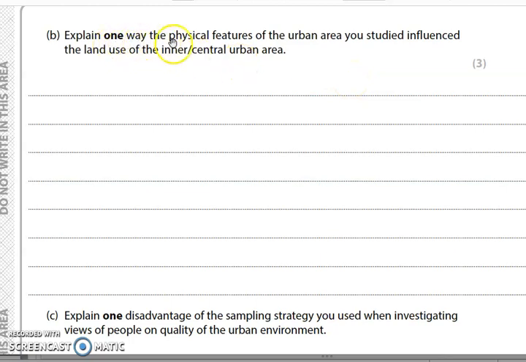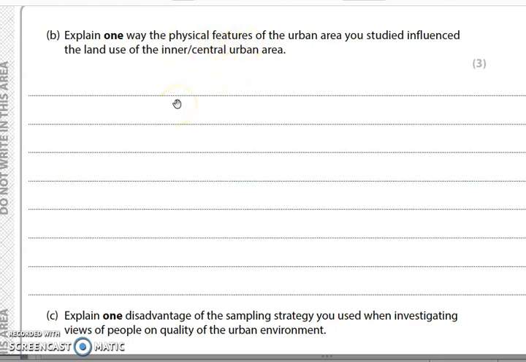Give just one way that physical features influenced it. So think about the physical features. These are the natural features. These could be things like slopes. They could be things like rivers. Could be woodlands and things, but probably less in an inner city or central urban area.